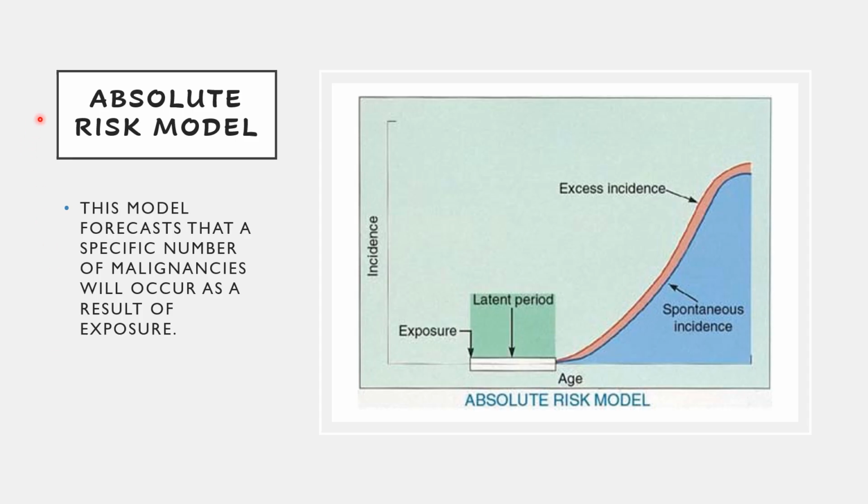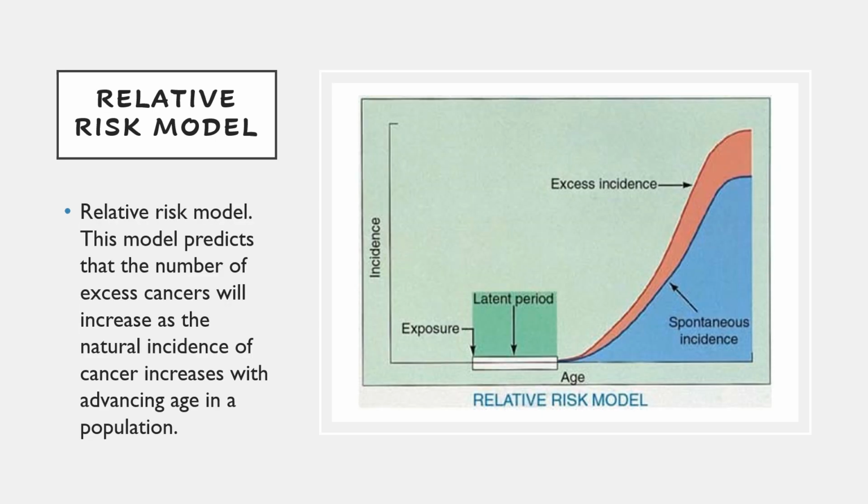We're going to talk about the absolute risk model. This model forecasts that a specific number of malignancies will occur as a result of exposure. Here it's not the LNT model, this would be the linear quadratic, where it has a curve. The relative risk model, also threshold dose with a curve. This model predicts that the number of excess cancers will increase as the natural incidence of cancer increases with advancing age and population. So as people get older, their risk of cancer increases.